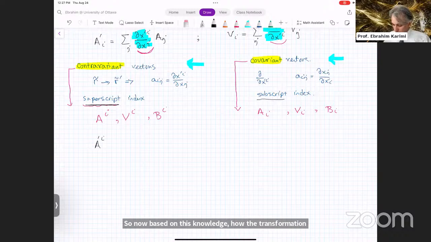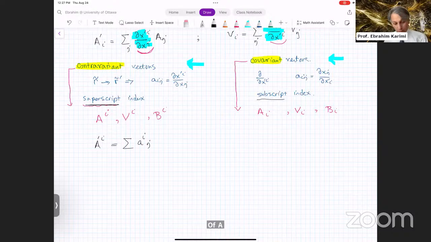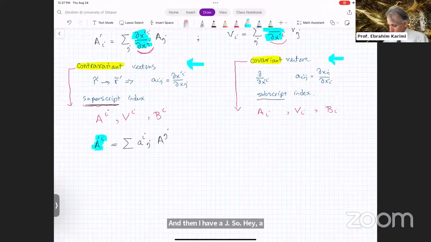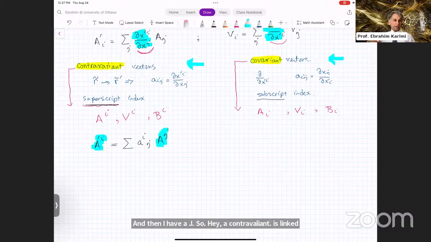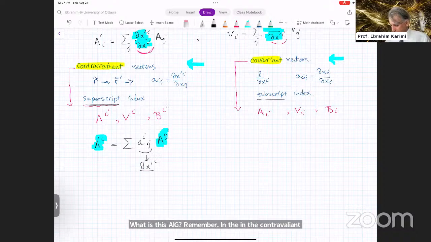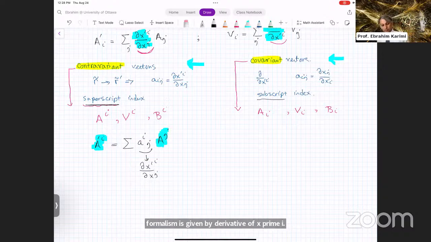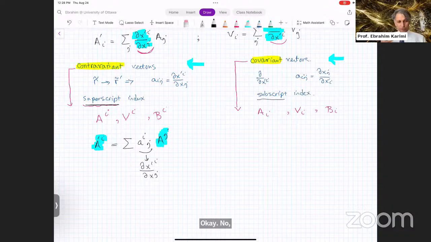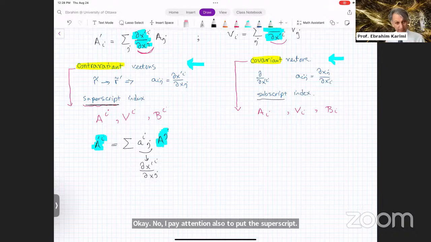A^i prime, of course, in the rotated coordinate, the component of the vector is now given by the summation of A^i_j and then A^j. So a contravariant vector is linked to the contravariant vectors of the non-rotated coordinate by these A^i_j. What is this A^i_j? Remember, in the contravariant formalism it is given by the derivative of x prime i with respect to x^j. Now pay attention also to put the superscript or subscript for the coordinates as well.